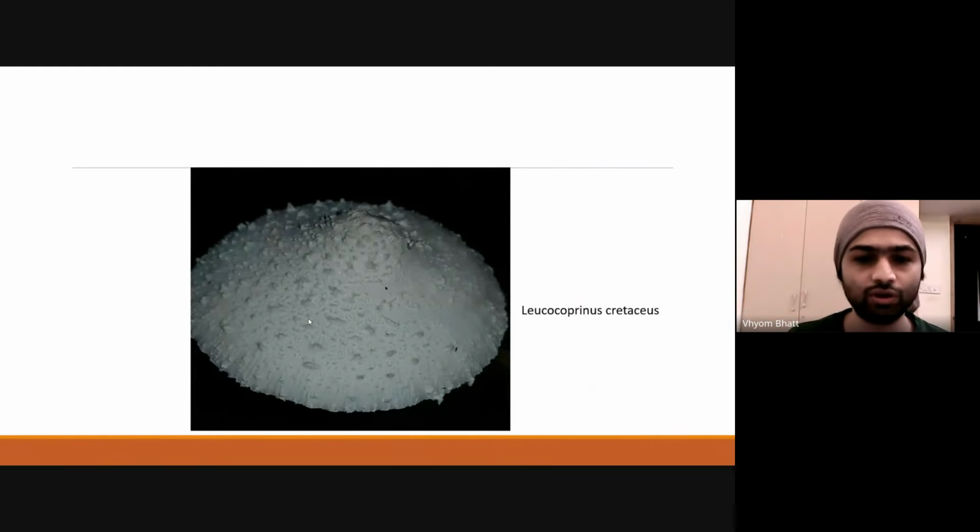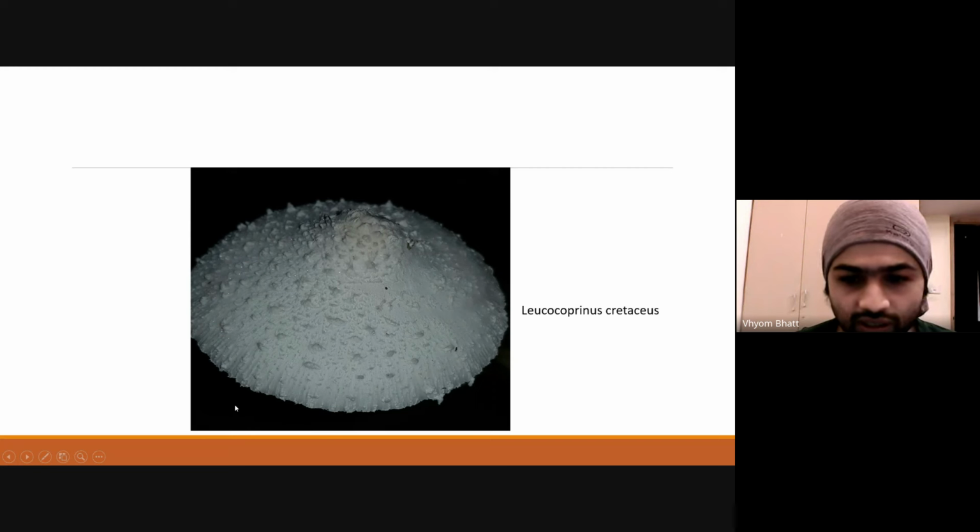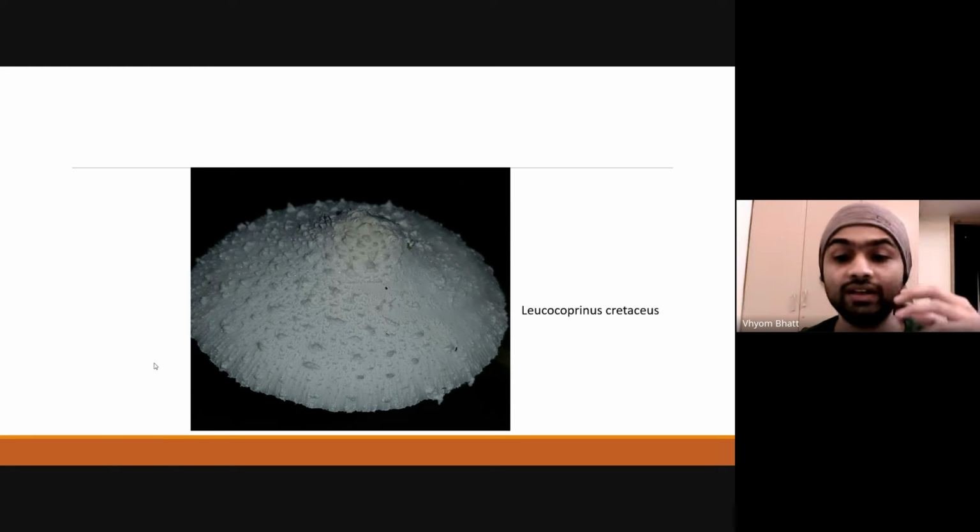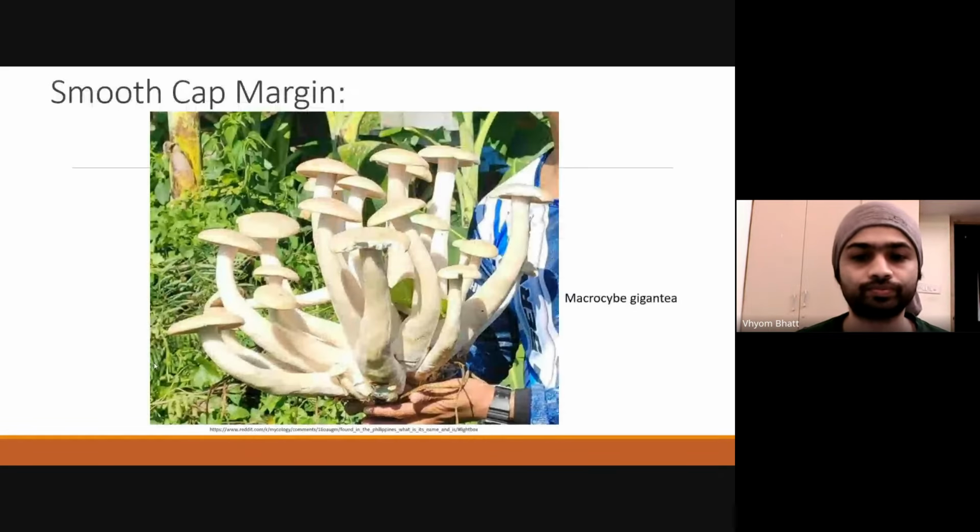I have another example of a Leucocoprinus here. So you can see these edges of the caps. If you have good network, you will be able to see that there are lines on this. Other than the decorations that you see on this, there are lines. So these are called striated cap margins. And this is one of the very crucial features to identify Leucocoprinus caps. And Leucocoprinus again is a very commonly found mushroom.